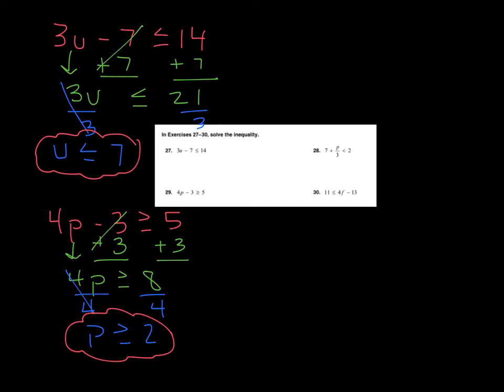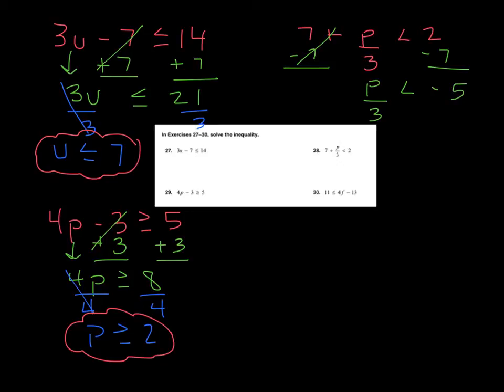Alright, let's go ahead and look at number 28. For 28, notice that we have the constant first. So we have 7 plus p over 3 is less than 2. We're still going to move our constant first so that we can isolate p. And remember, the constant is a number without a variable. The opposite of positive 7 is to subtract 7 from both sides. Those will cancel, and I have p over 3 is less than 2 minus 7. 2 minus 7 is negative 5.